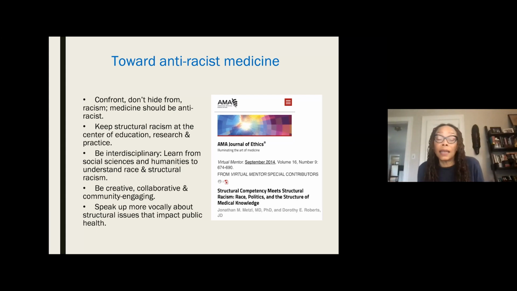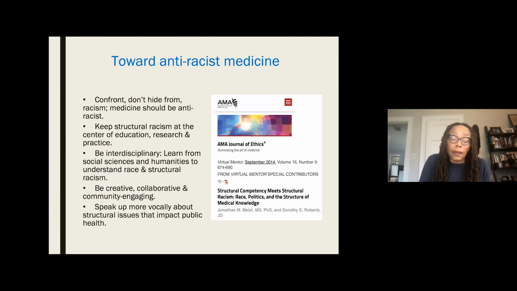Structural competency, a concept Dr. Metzl developed with Dr. Helena Hansen, who will be a panelist later today, describes an approach to medical training that emphasizes understanding how structural forces affect patients' health. In our article, we analyzed how racism in particular structures medical knowledge and practice, and how healthcare professionals can work toward change. I think insights about structural competency and anti-racism in medicine apply as well to medical practice and research.